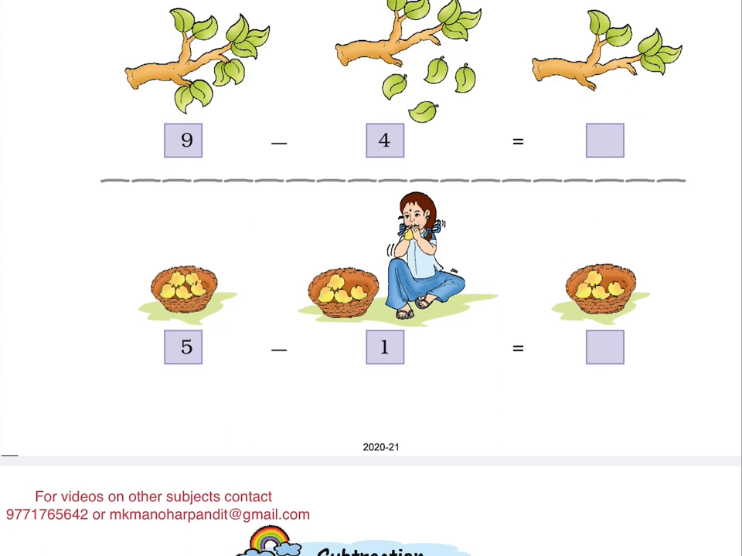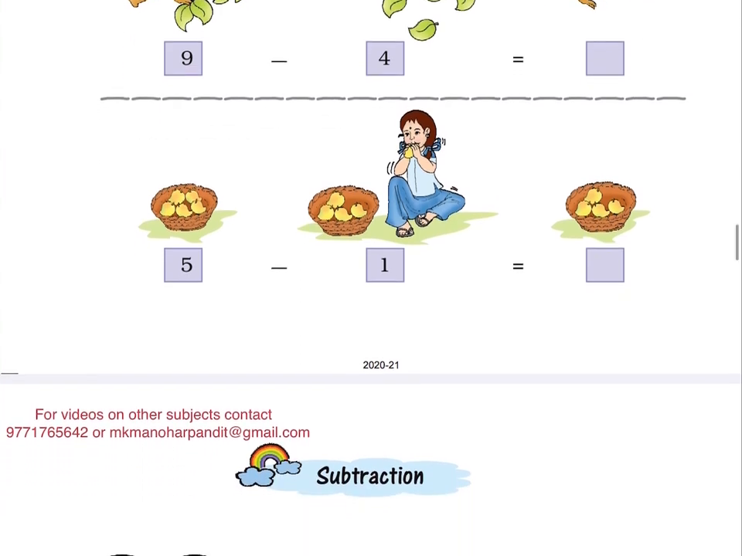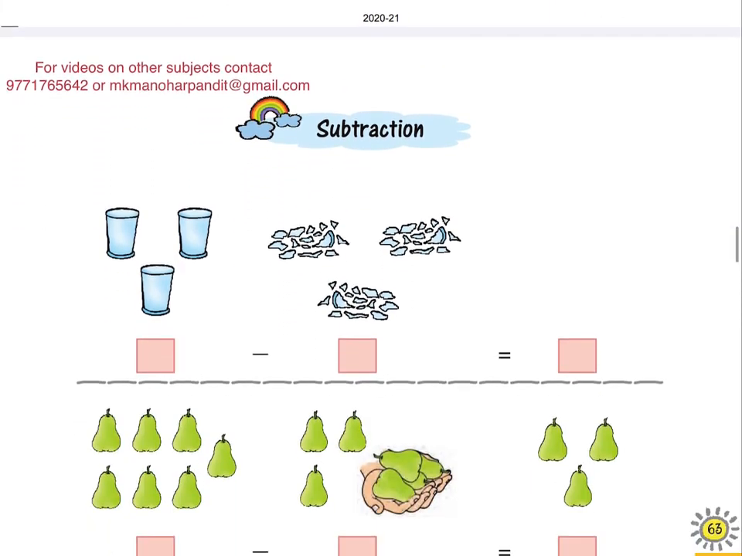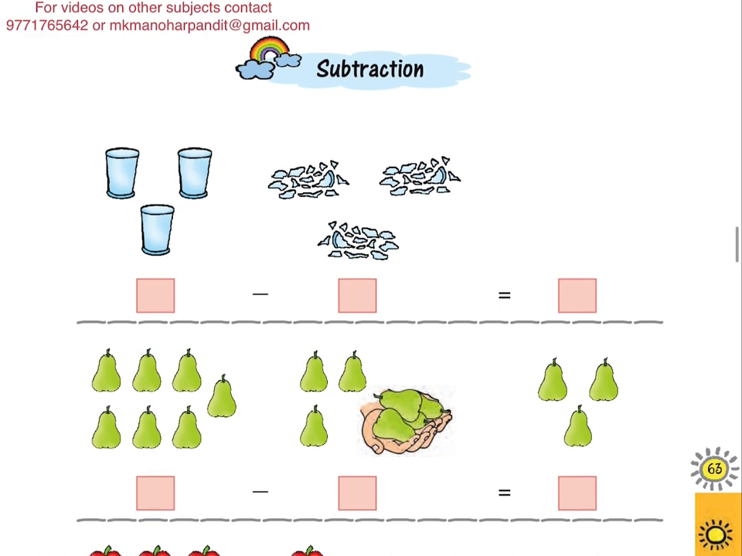How many are left in the basket? Count and write in the box given. Part 4 Text: 5 minus 1 is equal to dash. Page 63, Subtraction. This page is divided into 4 parts. Each part has 3 pictures.